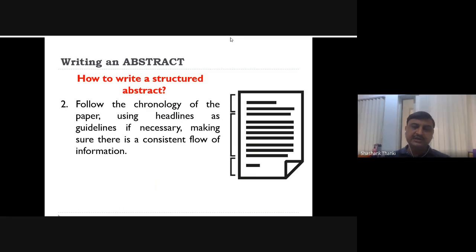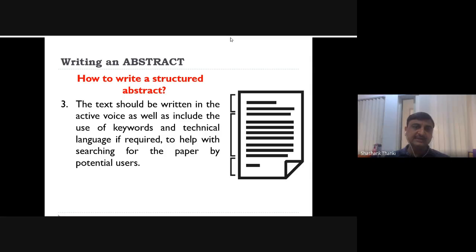And when we say writing an abstract, you should follow the chronology of the paper itself. What is the flow within your paper? It should be developed accordingly. And I think if you look at the outline, this outline will always help you to develop the correct abstract.